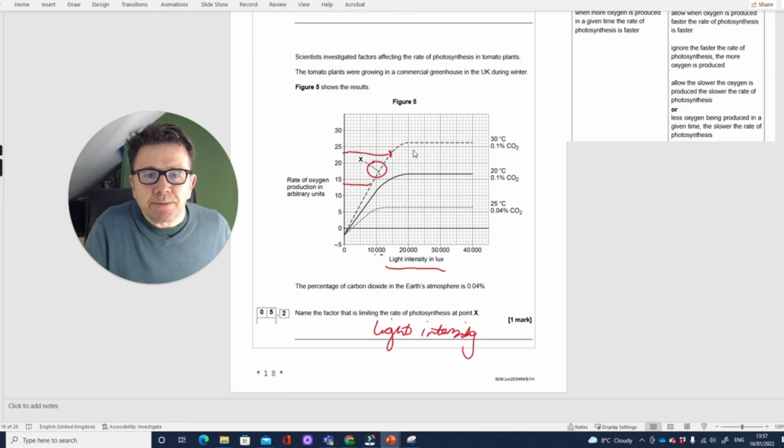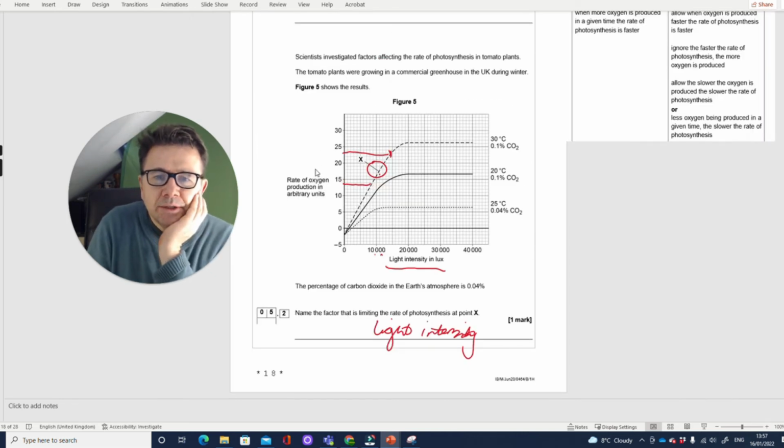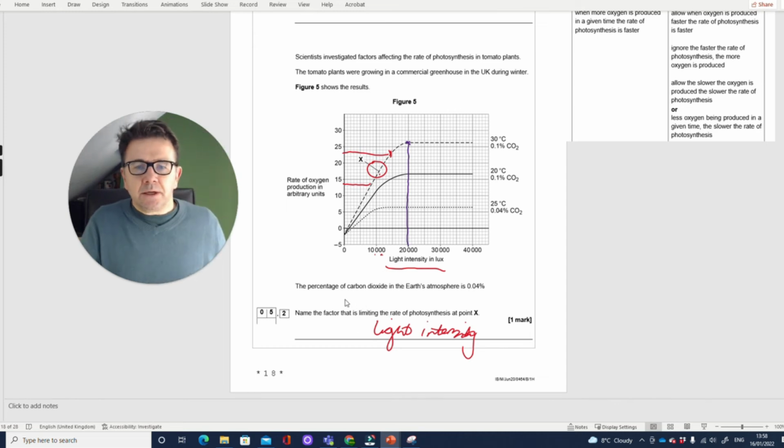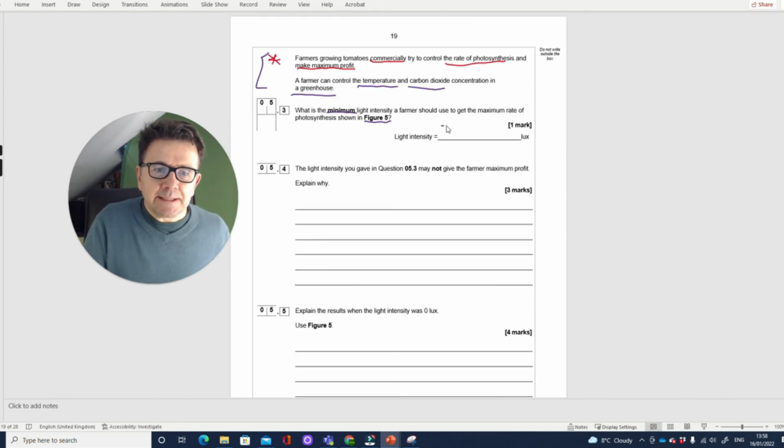we know the maximum rate of photosynthesis is when you're getting a maximum rate of oxygen. So basically at this point here, so light is limiting all the way down here until we reach the plateau. Okay, then some other factor is limiting. So if you look at the graph, it's still increasing all the way up to that point there. Okay, so if you read it down, you'll notice that it is 20,000 lux, and that would be the answer. So it's 20,000.